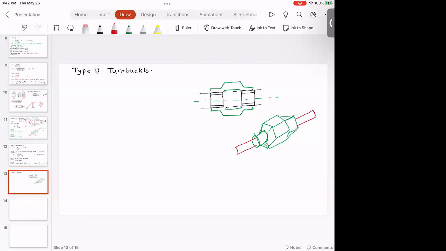So I'll just write the steps. Core dia, TC is sigma T pi by 4 DC square. Then nominal dia is equal to DC divided by 0.8. Nut length is equal to P, 1.25 P.